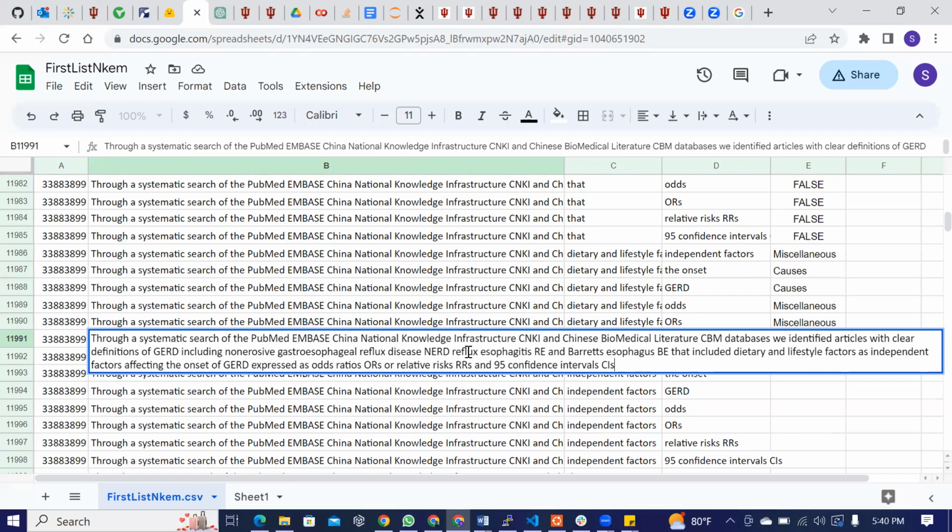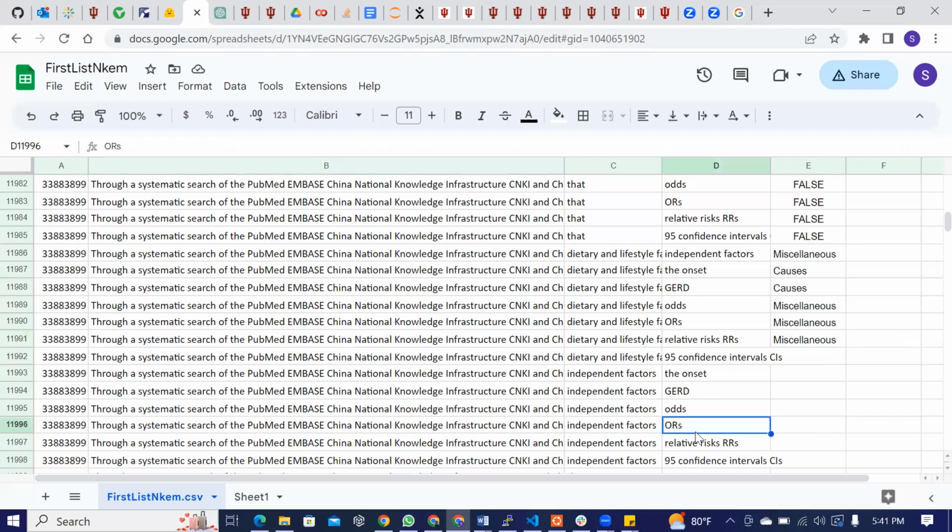Yeah, so it's possible to be wrong. And if you're not sure of something, it's always good to correct it. As you're going around, you see it. We included dietary lifestyle factors as independent factors affecting the onset. So dietary lifestyle affects GRD, but GRD itself is what is expressed as odds ratios or relative risk. So here should have been false, because after odds we see false. Everything is false actually: false, false, false, false. Then it's now here and including the 95%. So it's GRD that is being affected.